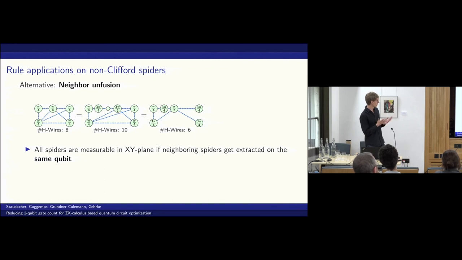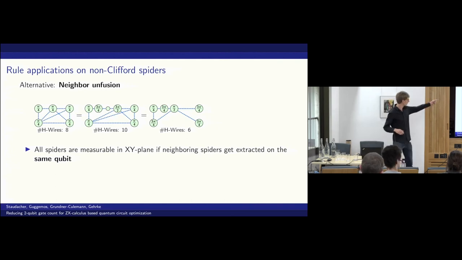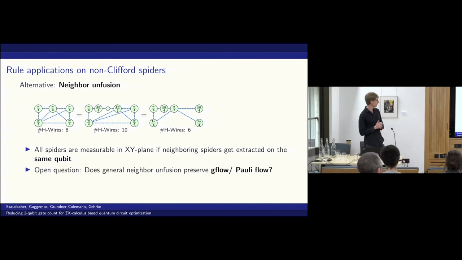But we found out kind of empirically that we maintain every spider in XY measurement plane if the original spiders get extracted on the same qubit. So the leftmost and the middle spider. And I think this is still an interesting and open question. What happens if those spiders get extracted to different qubits? Do we still preserve some kind of flow? So do we preserve G flow or maybe Pauli flow?